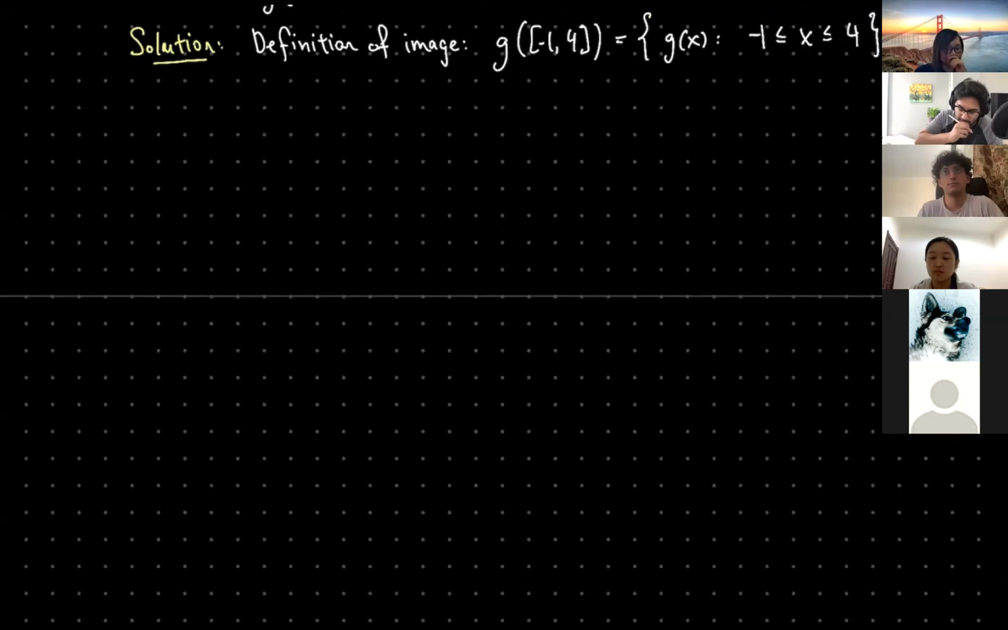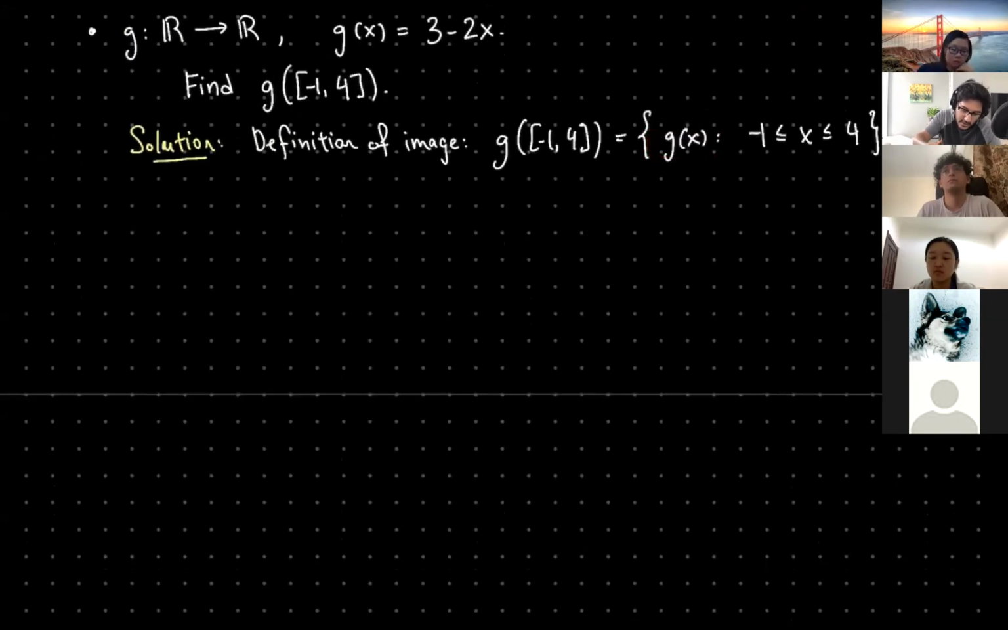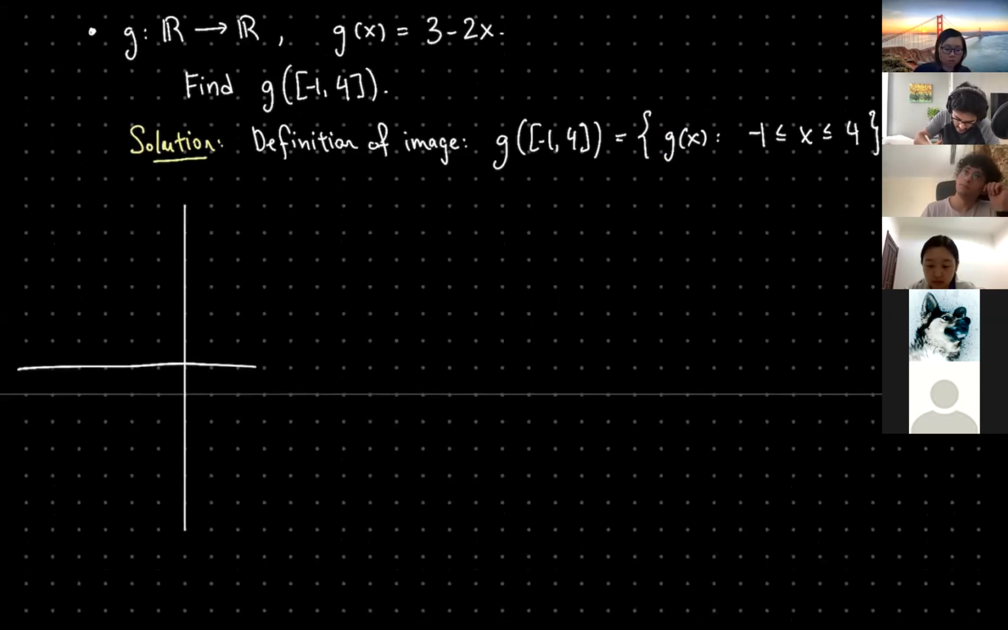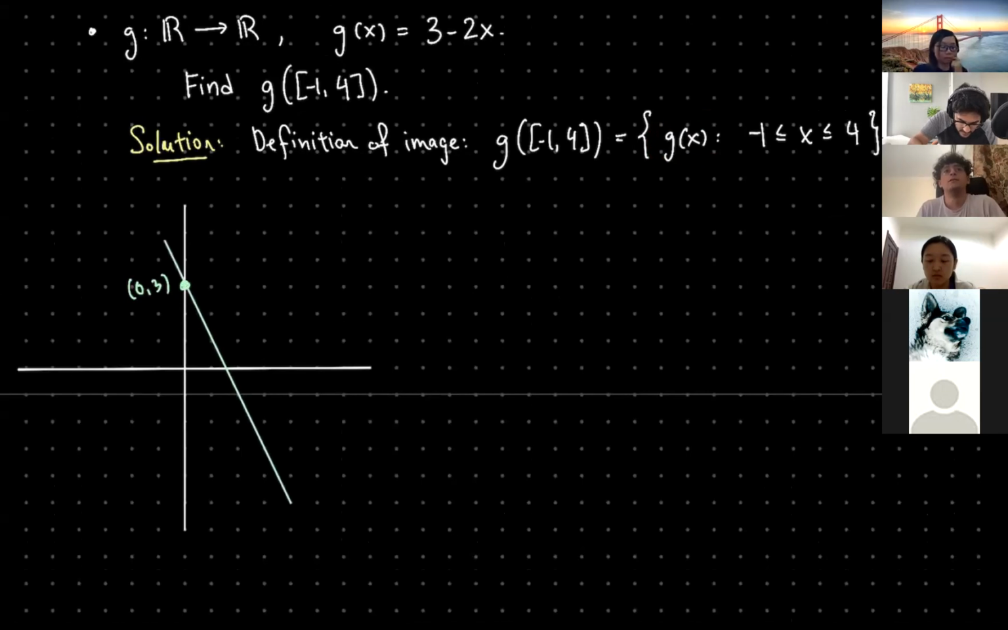And now let's say, okay, so what I need to do is figure out all the possible outputs. So let's draw a picture just to help. You probably know that this function is a line, and the y-intercept is here at 0, 3, and then it has a slope of 2, right? So let's draw that. I think I got it. There. This is the line y equals 3 minus 2x, right?